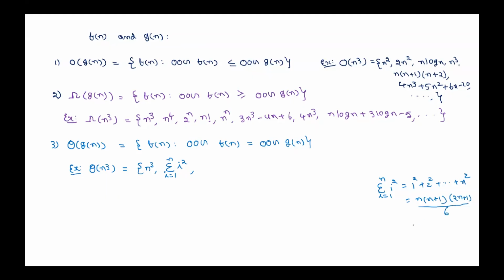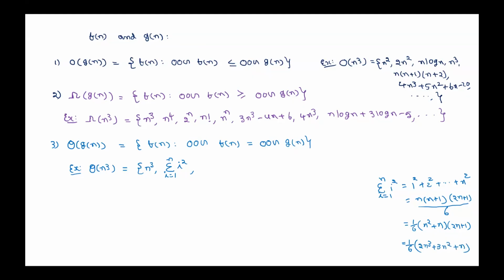Is that correct? So if we simplify, this is the same as 1 by 6 into n square plus n into 2n plus 1. So it is the same as 1 by 6 into 2n cube plus 3n square plus n. Is that correct?